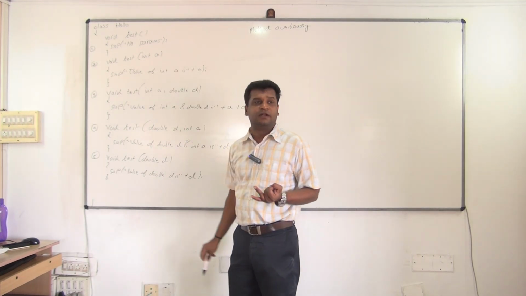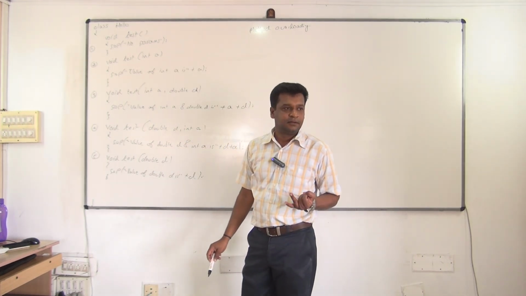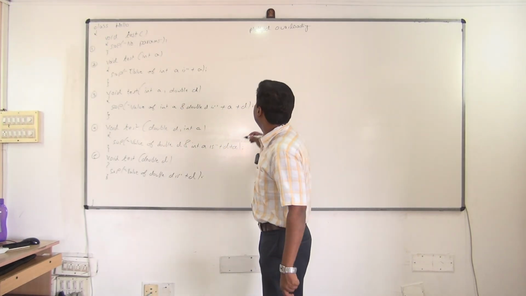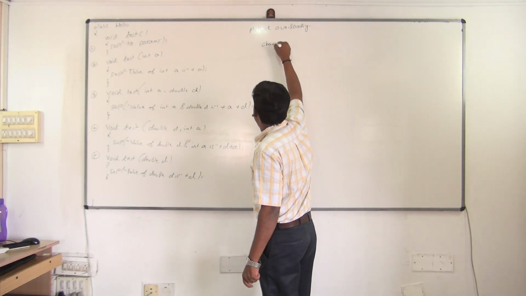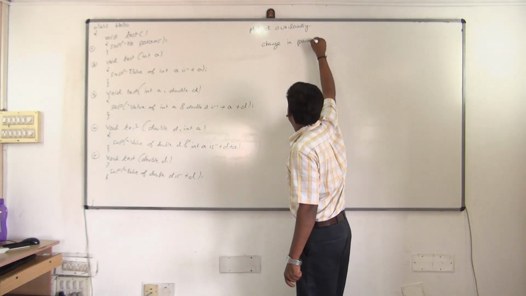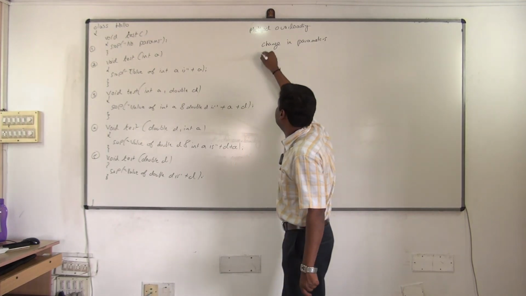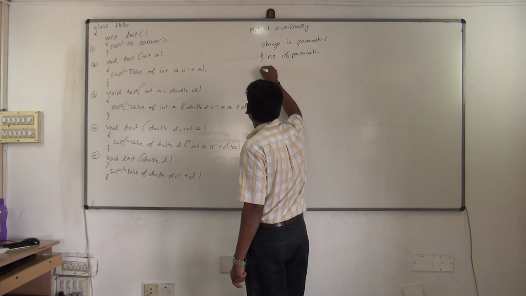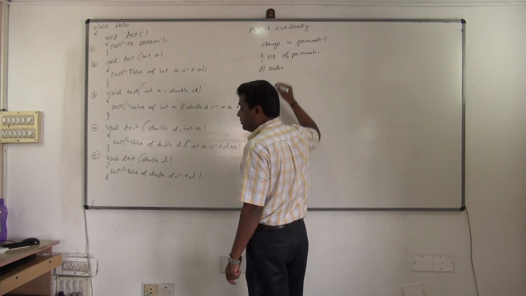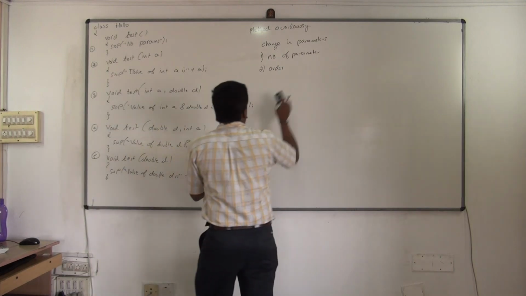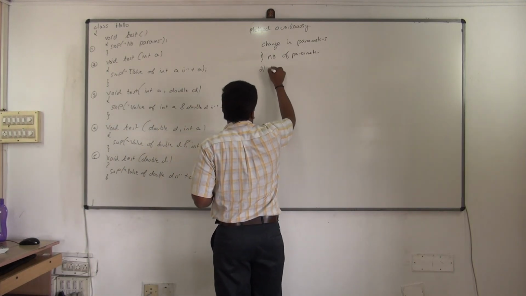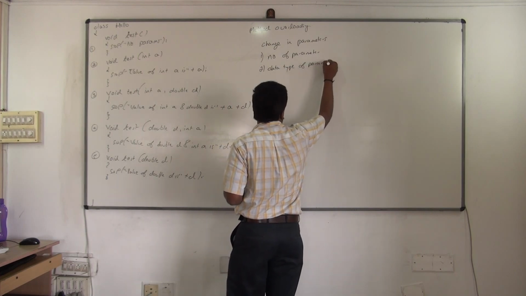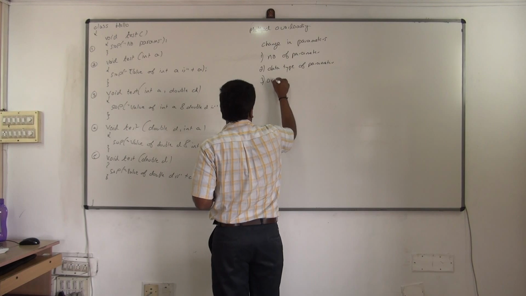Here also 1, here also 1, but the type is different. What is the type? Here it is int, here it is double. So the change in parameters can happen only in 3 ways. The change in parameters can be: one is the number of parameters, then the data type of parameters, and the last one would be the order of parameters.